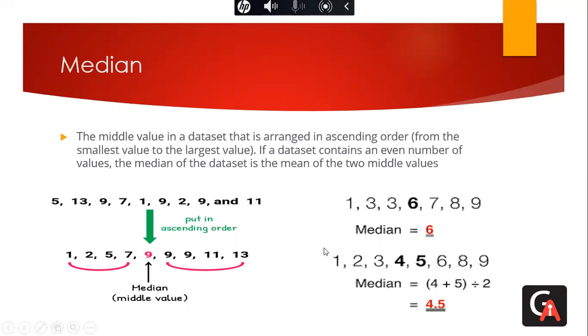But in case of even numbers, so in this case, 1, 2, 3, 4, 5, 6, 7, 8, 9. So here are a total of 9 numbers. So simply I am going to pick the middle numbers. So 4 and 5 are the middle numbers and I am going to take the average of these two numbers, and that will be the median. So in this case, 4.5 is the median and in the earlier case it was 6. We have simply picked the middle number, but here we have taken the two middle numbers and we have just taken their average, that is 4.5.